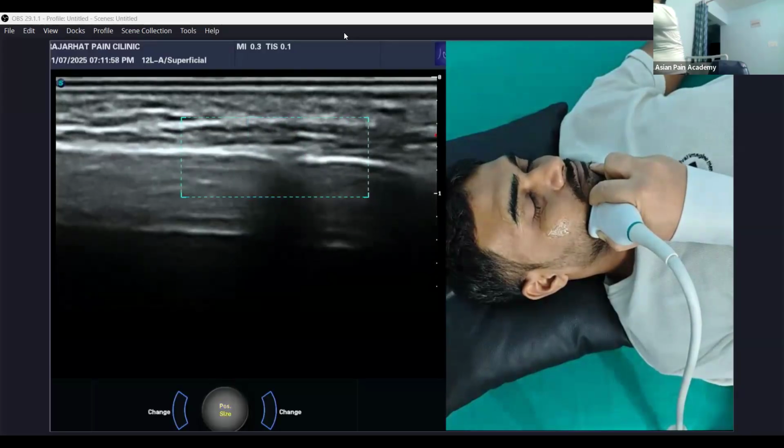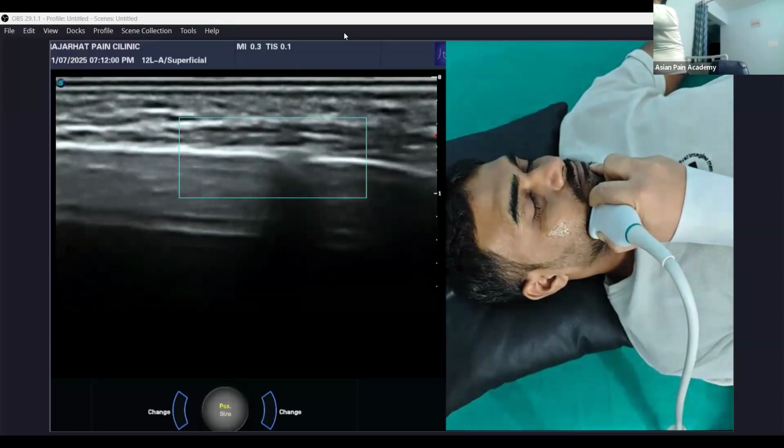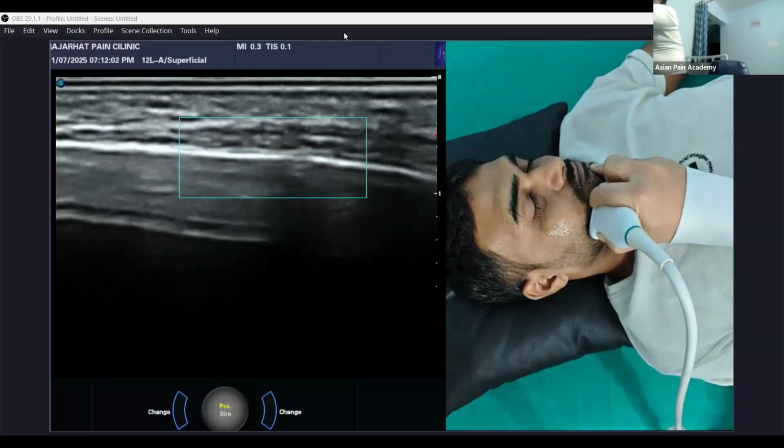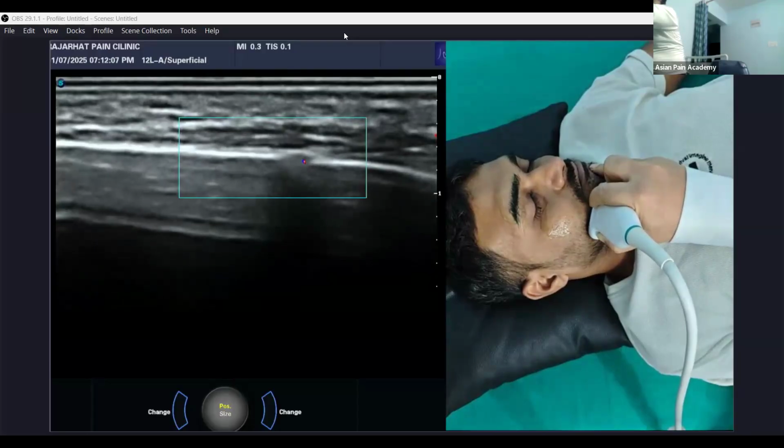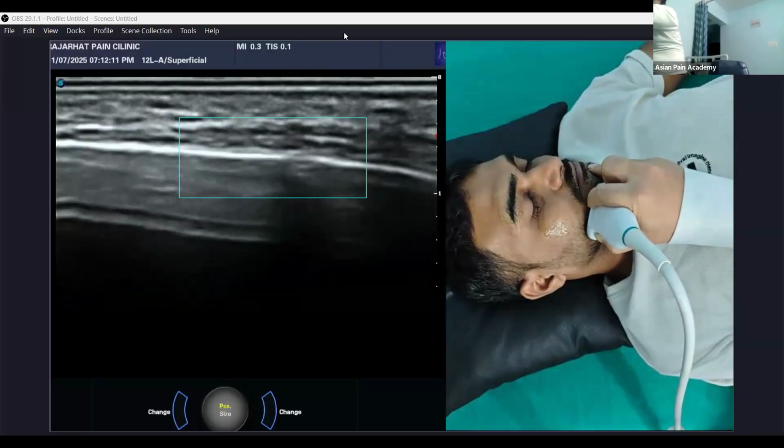I will make it a bit bigger. So this one is the gap. Sometimes you will of course see the vessel and sometimes not. So this one is the vessel, the mental foramen, mental vessel. Okay.